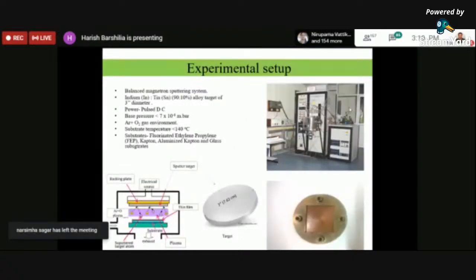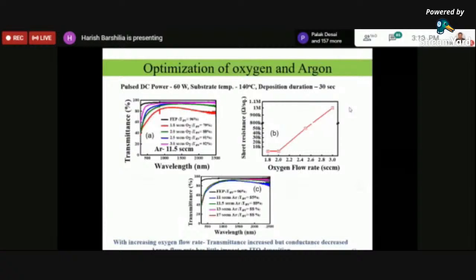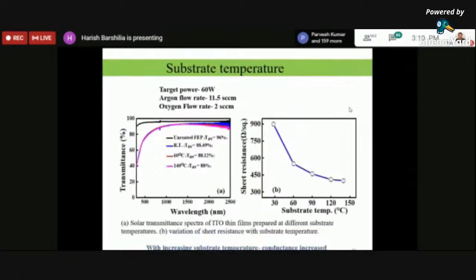We deposit these coatings by sputtering, say, an indium tin target in the presence of argon and oxygen. Just by controlling the process parameters, you can control the transmittance, the conductivity, and the mechanical properties. So some of the optimization is done here by controlling the various parameters, for example the flow rate of oxygen and the flow rate of argon, and you can control the sheet resistance as well as transmittance, which are two important properties of this material.